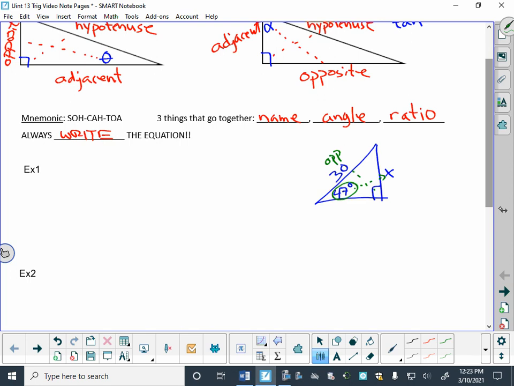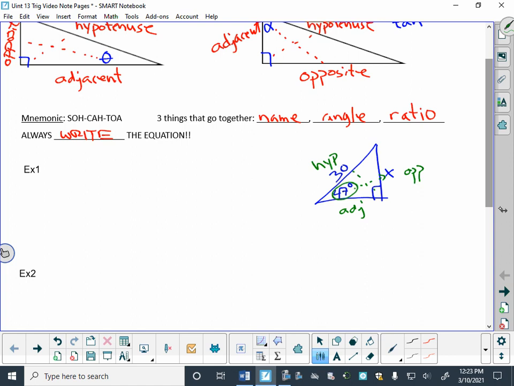Across the triangle from the angle that we're talking about is the opposite, or I'm sorry, that first one that I said was opposite is the hypotenuse. Opposite of the right angle is the hypotenuse. This is the opposite side. That makes this the adjacent.